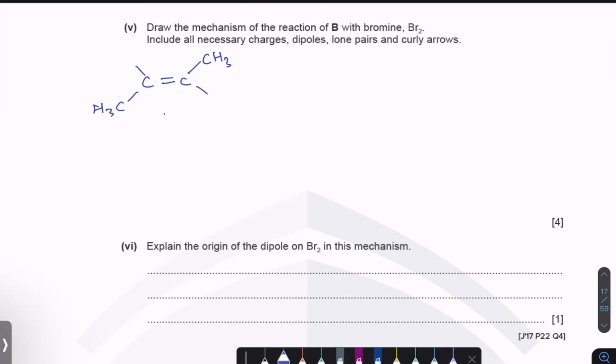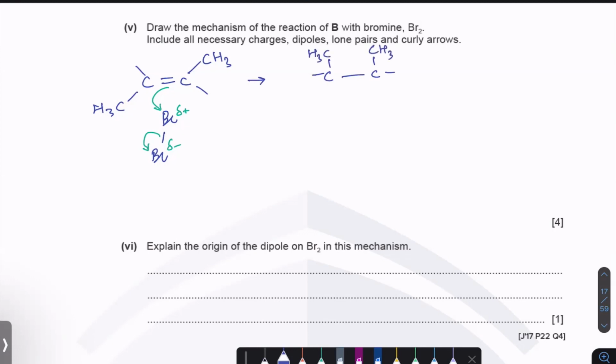So first of all, we bring the bromine close to it. Bromine close to the pi electrons gets partial charges. So you get delta plus, slightly negative. And then the electrons attack it because of the positive charge. When electrons come, these electrons will move away. Now what will happen? A carbocation forms.